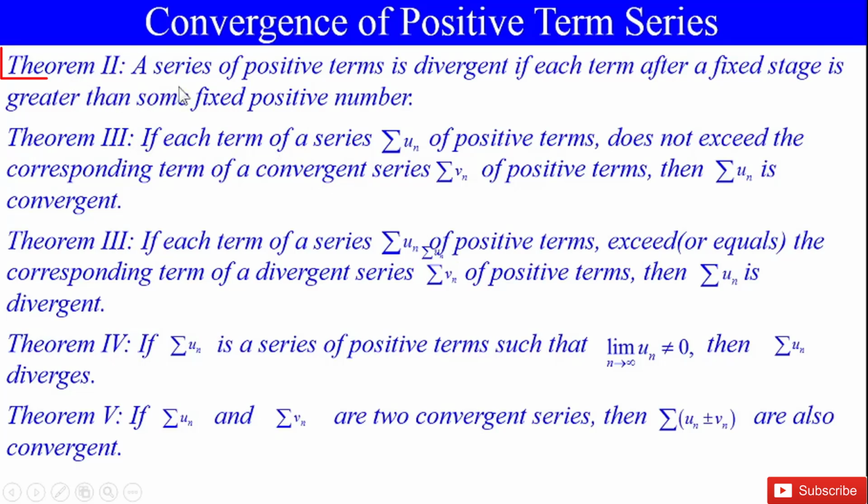Theorem 2. A series of positive terms is divergent if each term after a fixed stage is greater than some fixed positive number. Theorem 3. If each term of a series sigma un of positive terms does not exceed the corresponding term of a convergent series sigma vn of positive terms, then sigma un is convergent.